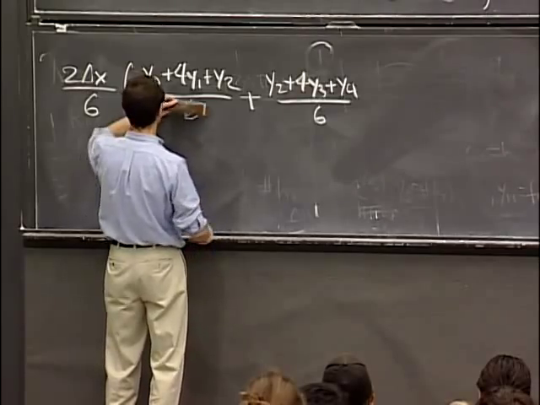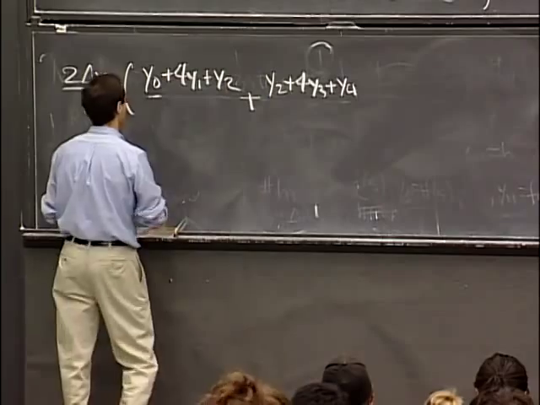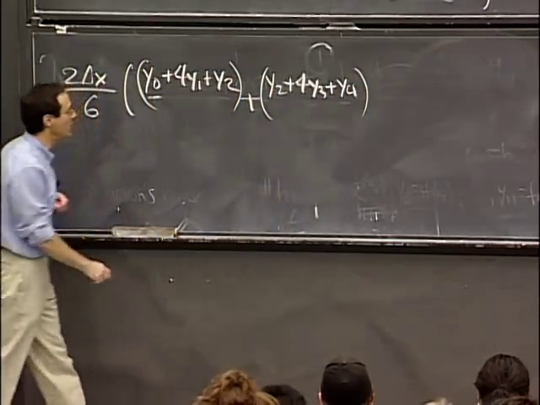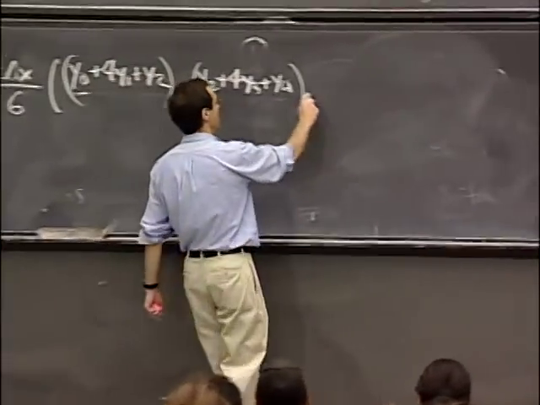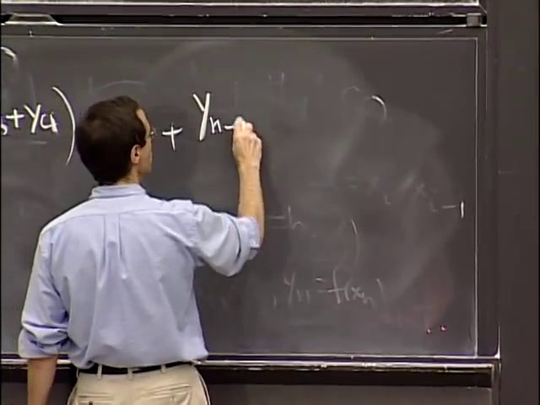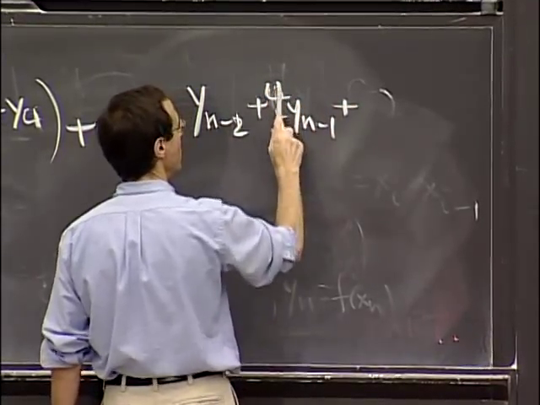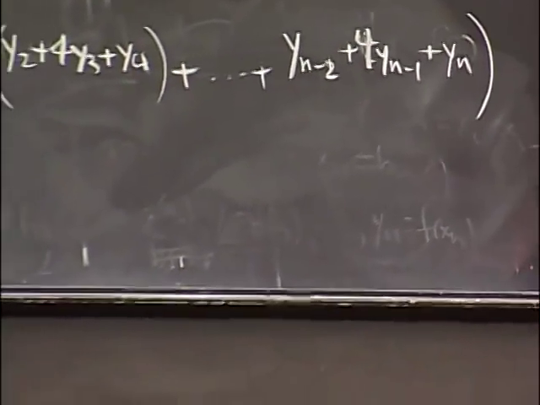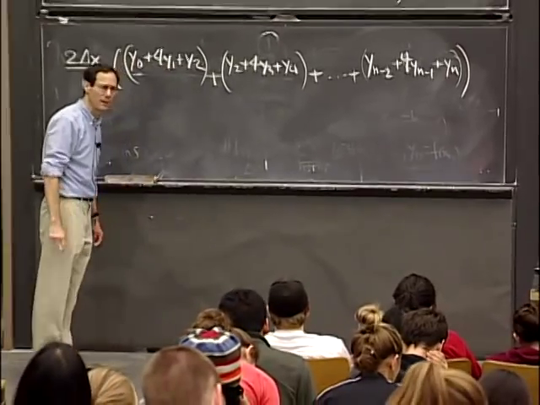Oh no. I think I'll get rid of these 6s. I have too many 6s. Let's take them out, put them out here. All right? Thank you. All the way to the end, which is yn minus 2 plus 4yn minus 1 plus yn. I was about to divide by 6, but you saved me. All right. So here are all the chunks.